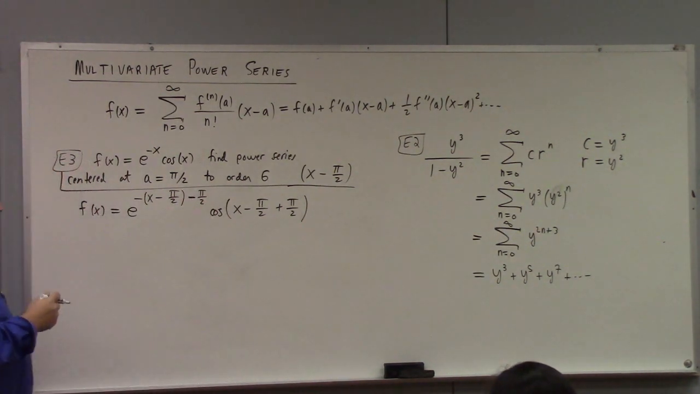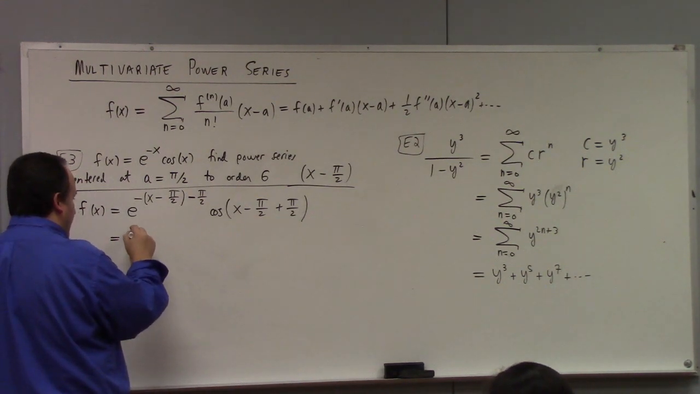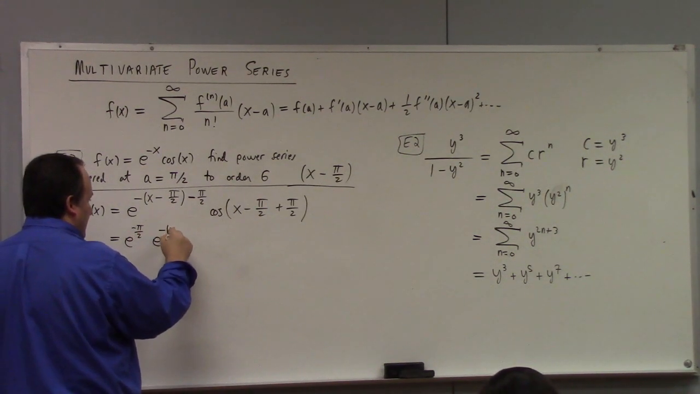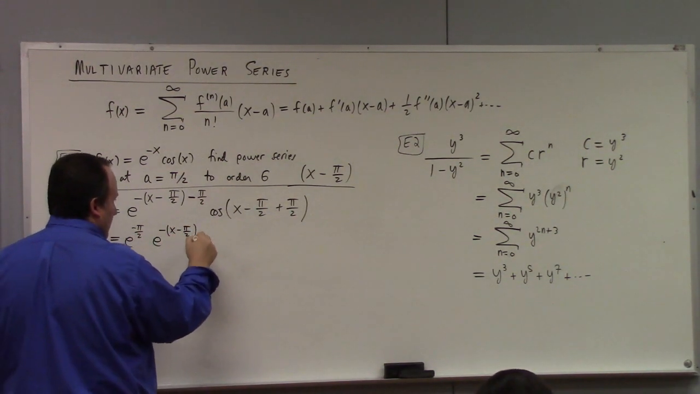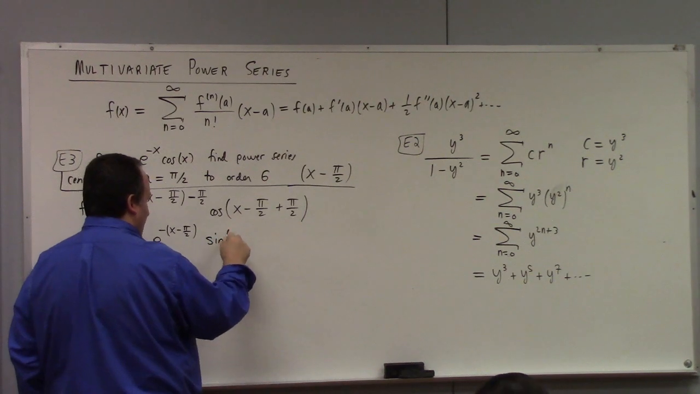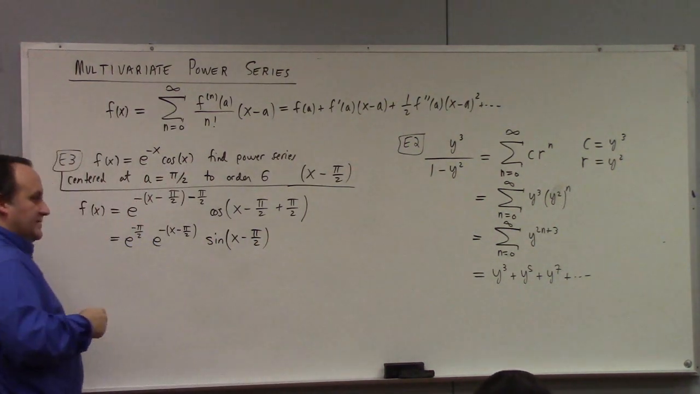Thank you. Okay, so then algebra, right? I've got e to the minus pi over 2 out front, and then I've got e to the minus parentheses x minus pi over 2. And how does that simplify? Well, that just gives me sine of x minus pi over 2, right? Can you guys see why that is?